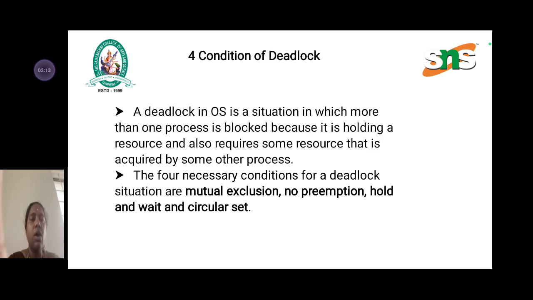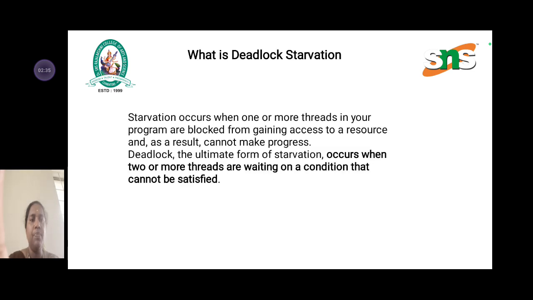Conditions of deadlock. A deadlock in operating system is a situation in which more than one process is blocked because it is holding a resource and also requires some resource that is acquired by some other process. The four necessary conditions for a deadlock situation are mutual exclusion, no preemption, hold and wait, and circular wait.